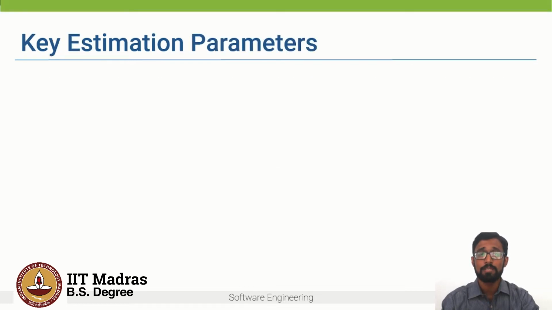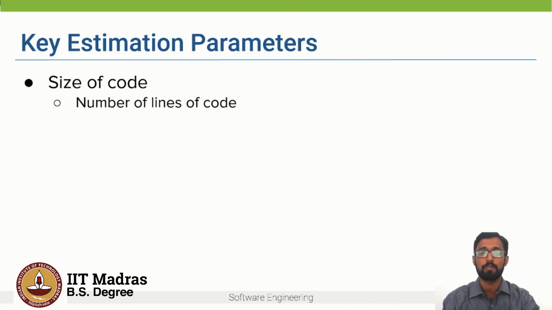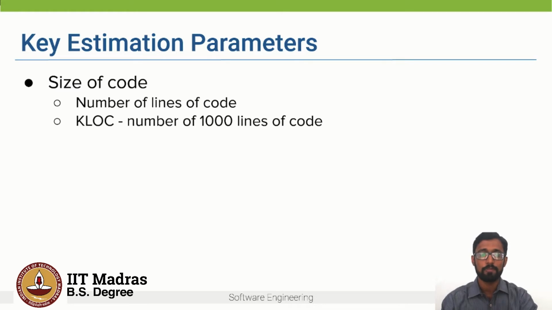So let's look at some key estimation parameters, right? Some of you might have thought about the size of the code, that is the number of lines of code. Yes, this is important to estimate, and the number of lines of code is usually represented as KLOC, which is thousands of lines of code. So one KLOC is 1000 lines of code. This is one estimation parameter.